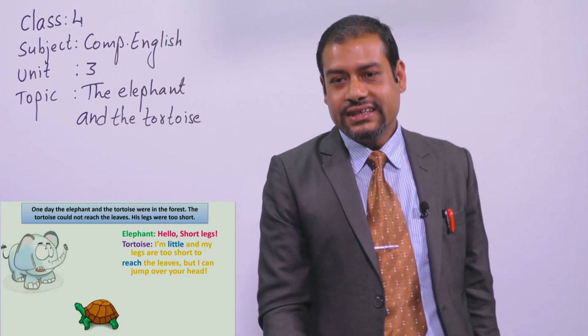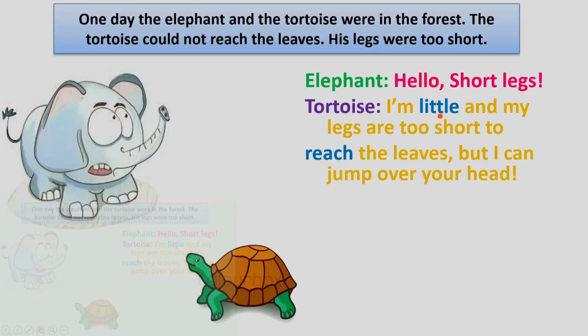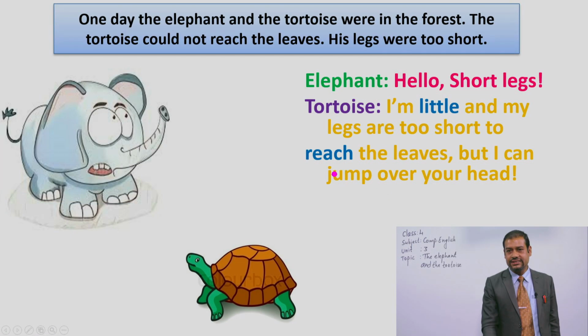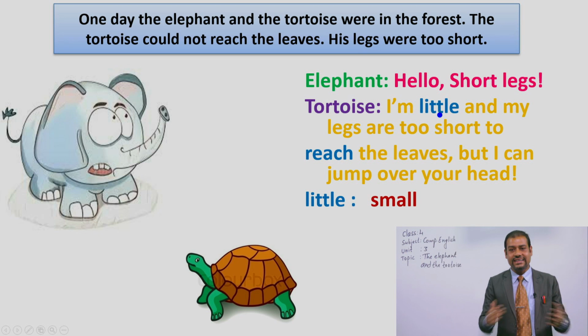Okay, dear students, now you can look at, let's say, reach, okay, and little. We have little. Do you know the meaning of little? Yes, little means small. Okay, you can even compare these two animals, elephant and the tortoise. Which one is little, you can say? Yes, the tortoise. Okay, small.